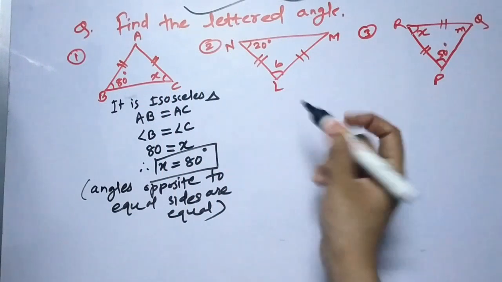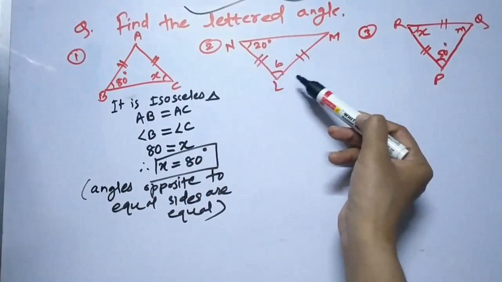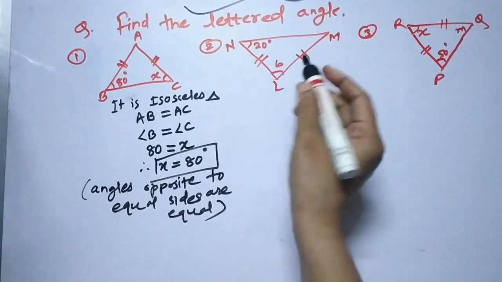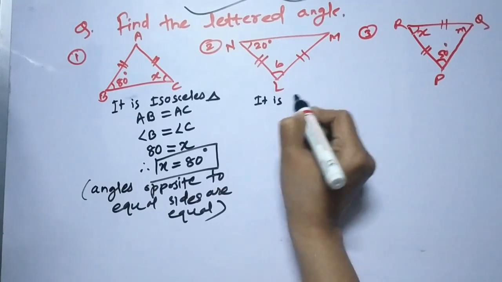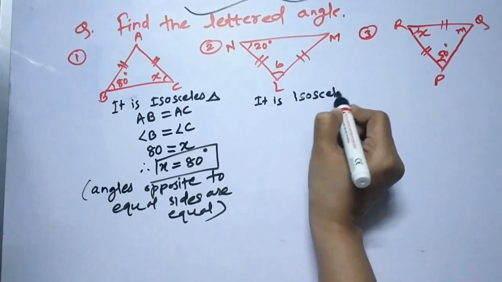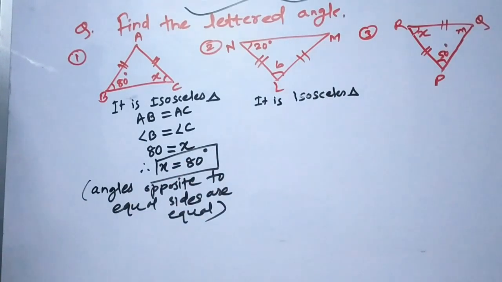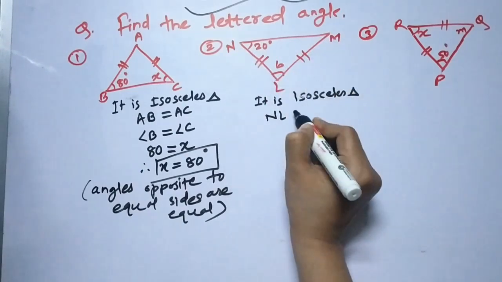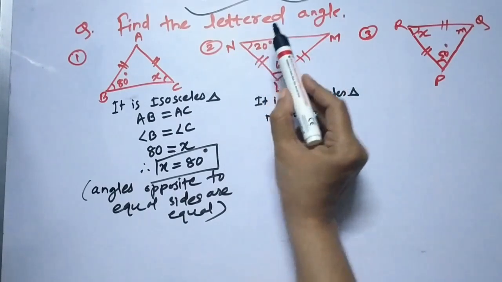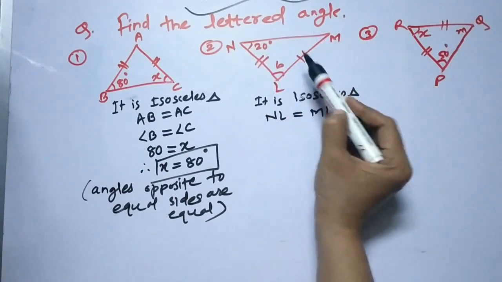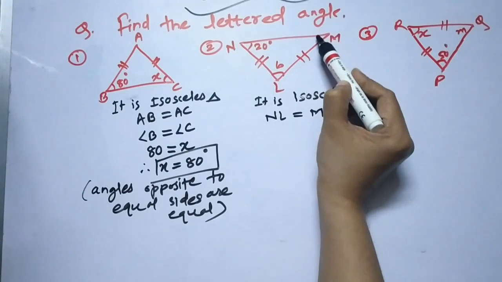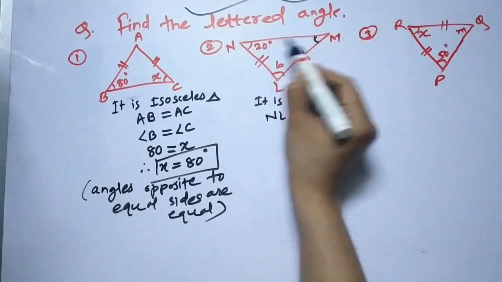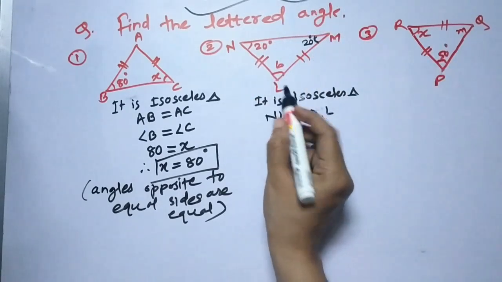Okay, now moving to the next. Here also the triangle LMN is given, and here also we have indicated that it is an isosceles triangle. So here NL side is equal to ML side. So the angles opposite to them are also going to be equal. NL side's opposite angle is this one. So this angle is equal to this angle. This is 20 degrees, so it will also be 20 degrees. We need to find B.